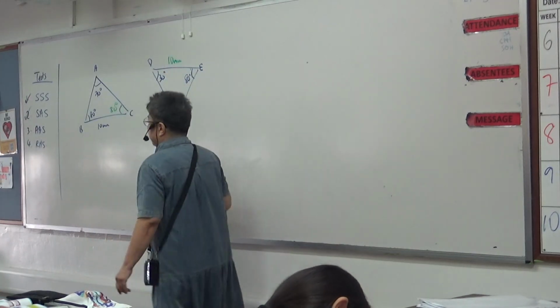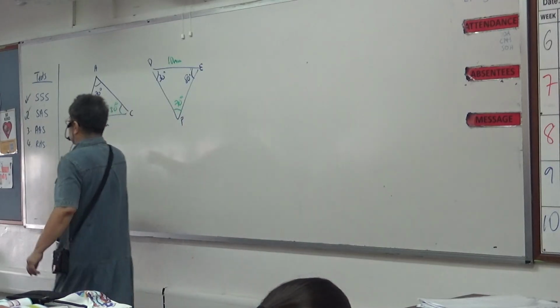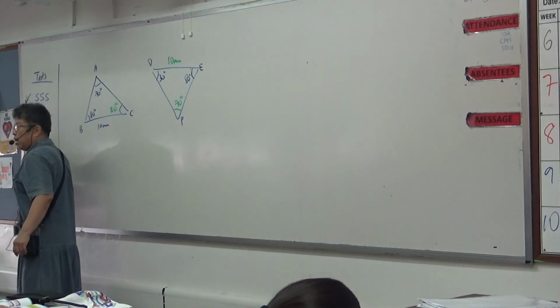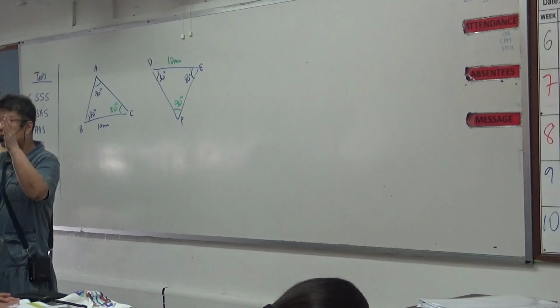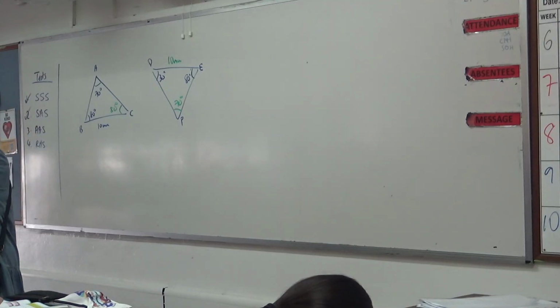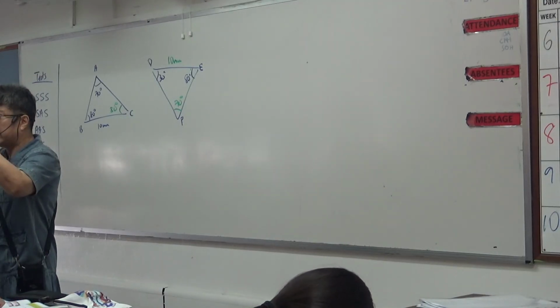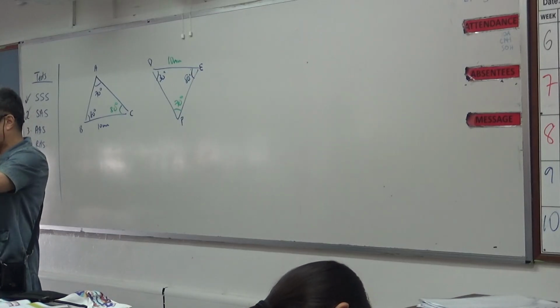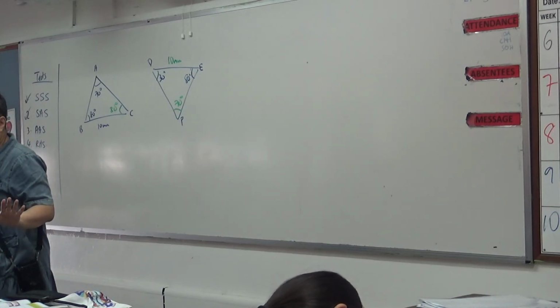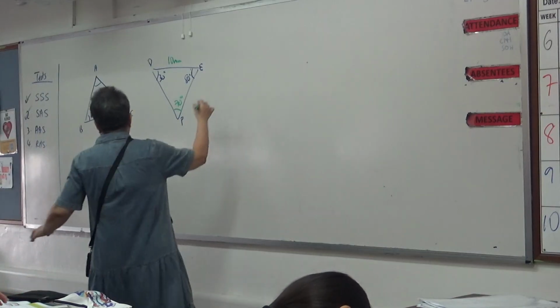10 mm is here. Now, I'm using what? What's this? AAS. Now, some textbooks will write SAA. No need. As long as two angles one side, straight away AAS. No need to vary the combination. Understand? It will follow. Okay? Now, let's take a look.